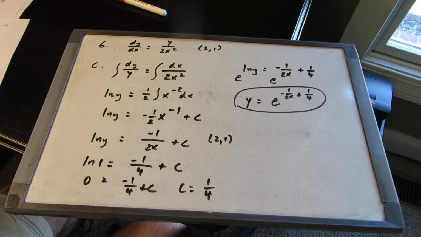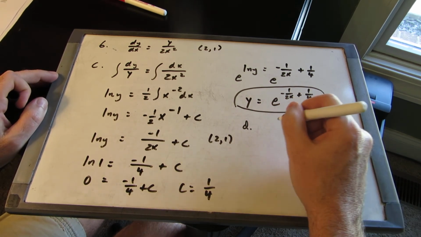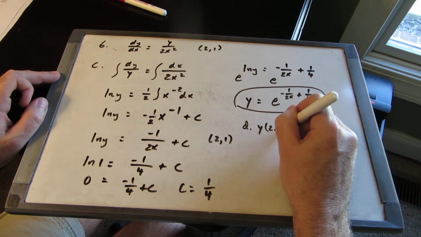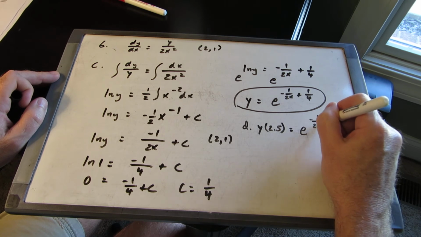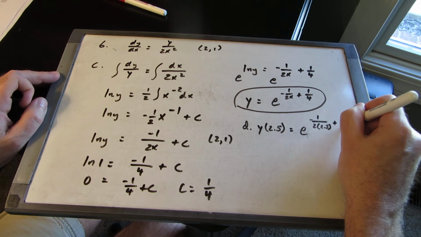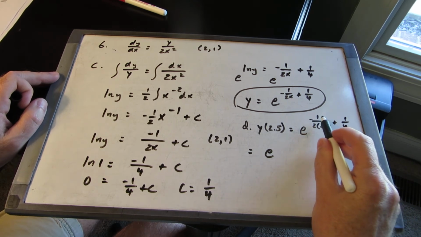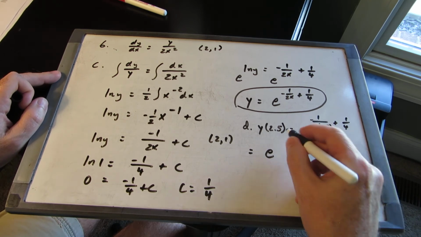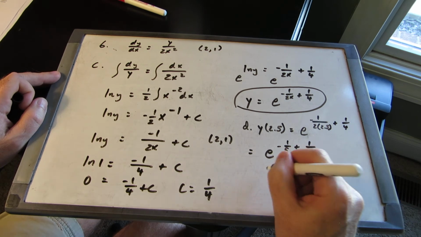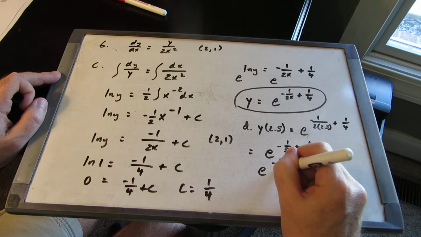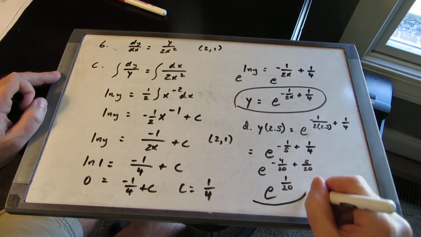And finishing this up, part D says use the solution in part C to find f of 2.5. So part D, we just want to know what is y of 2.5, or plug 2.5 in. So that's going to be e to the minus 1 over 2 times 2.5 plus 1/4. So that's going to be e to the, let's see, 2 times 2.5 would be 5. So e to the minus 1/5 plus 1/4. We can do that in 20ths. So e to the minus 4 over 20 plus 5 over 20. And that'd be e to the 1 over 20. Touchdown.